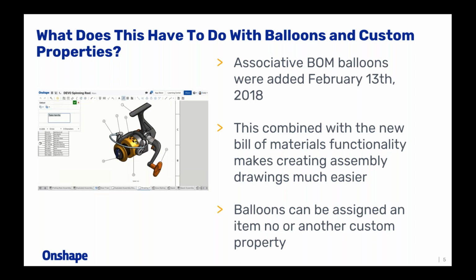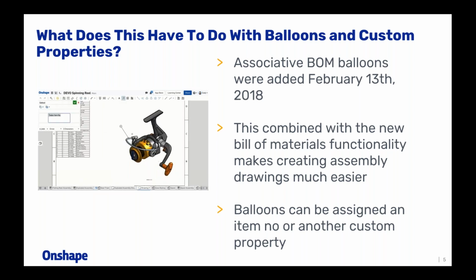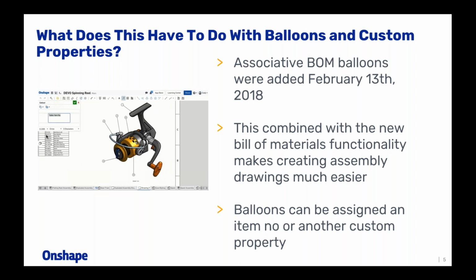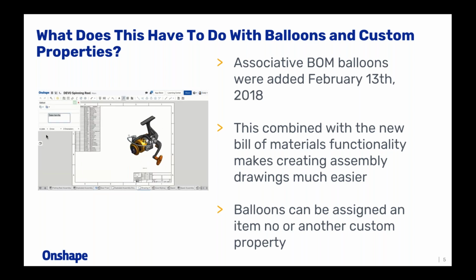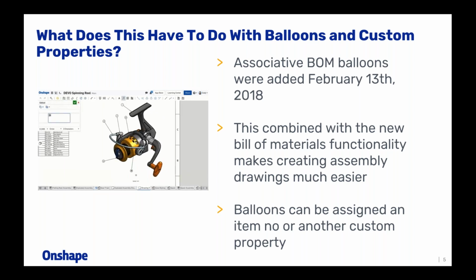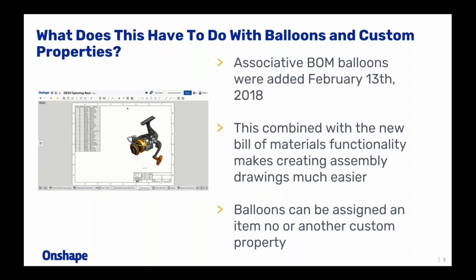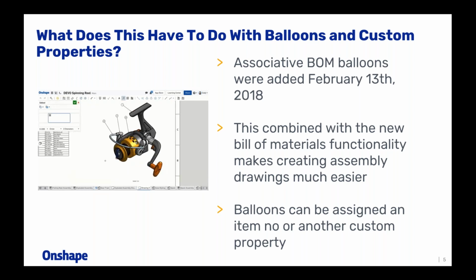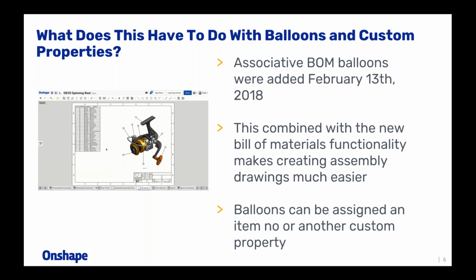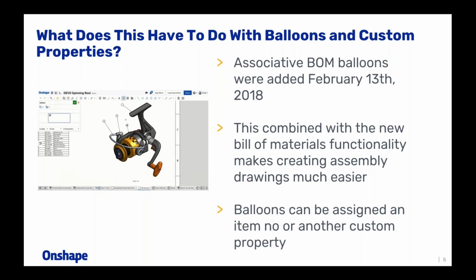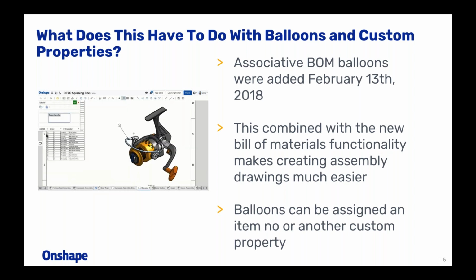The other aspect of this is the associative BOM balloons that were added on February 13th. On February 13th this year, we added associative BOM balloons, and the BOM balloons are associative to the item number in the bill of materials. This means that if I move things around in my bill of materials, the balloons will update. And so you're no longer manually entering balloon numbers. There's a parametric reference between the two. If you move things in the BOM, the balloons will reorder to accommodate. And that is a very important aspect of assembly drawings.